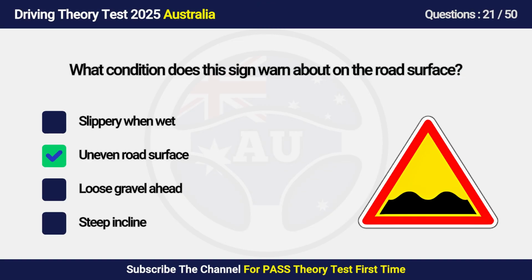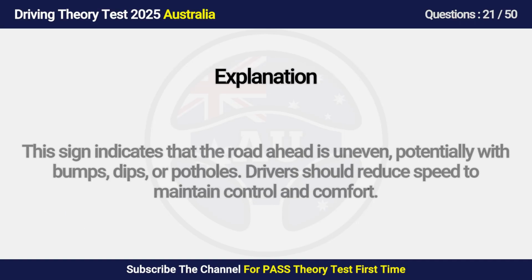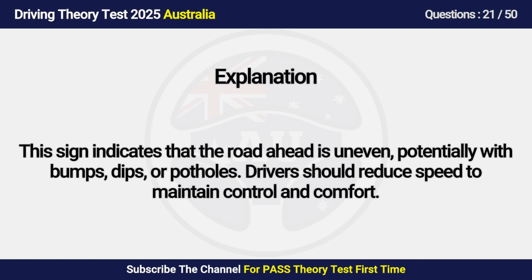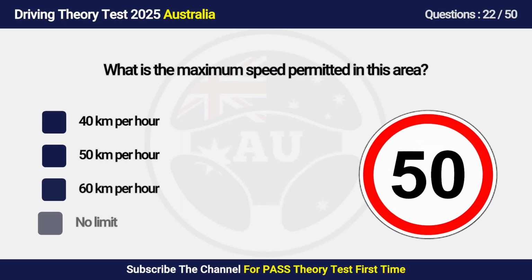Answer is B. Uneven road surface. This sign indicates that the road ahead is uneven, potentially with bumps, dips, or potholes. Drivers should reduce speed to maintain control and comfort. Question 22. What is the maximum speed permitted in this area? A. 40 per hour. B. 50 per hour. C. 60 per hour. D. No limit.